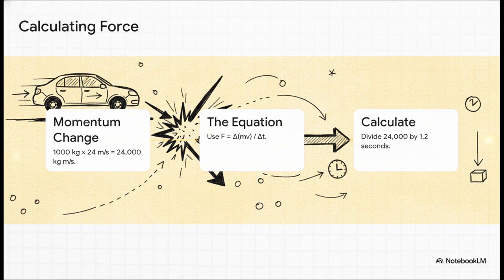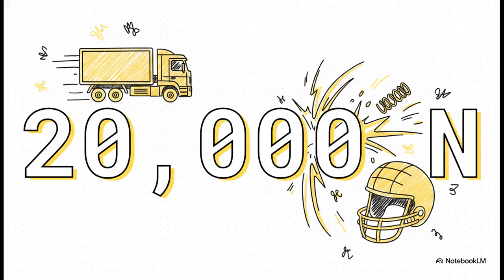First, what is the total change in momentum? The car was at 1,000 kilograms times 24 meters per second, which is 24,000. It came to rest, meaning its final momentum is 0. So the total change is simply 24,000 kilogram meters per second. Next, we use our equation. Force equals the change in momentum divided by the time it took. So we just divide 24,000 by 1.2 seconds. And the result? A massive 20,000 newtons. That is a staggering amount of force required to rapidly decelerate a heavy vehicle like that.